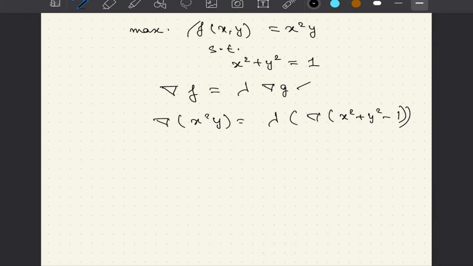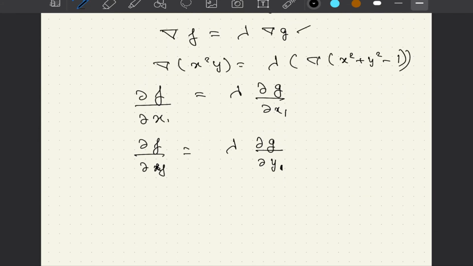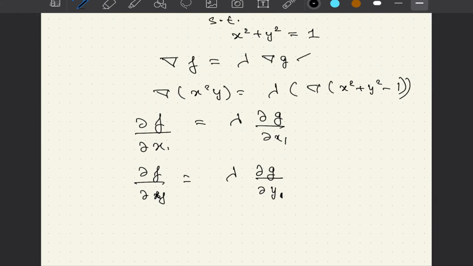When we expand it, this would mean that we are simply saying that del f upon del x1 is equal to lambda times del g upon del x1, and del f upon del y is equal to lambda times del g upon del y. And if you look at this carefully, we essentially have two equations and three variables, because x is one variable, y is one variable, and lambda is one variable.